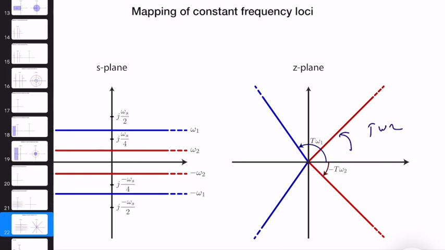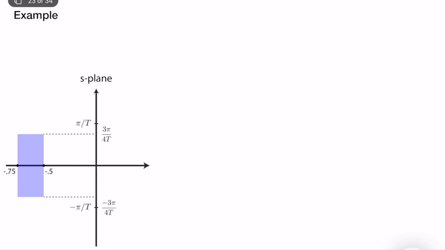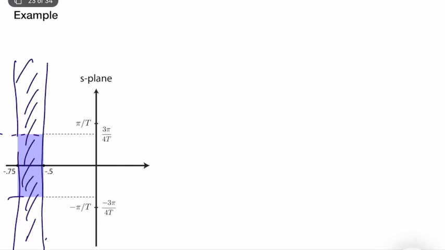Now let's solve examples, and these are typical examples you will encounter in the midterm. What I want is to map this rectangular region into the z-plane. So what I will do is divide it into two. First, I will ignore the frequencies and assume it like this, so I want to map this region. In the second phase, I will ignore the real parts and try to map this region, and the intersection will give us the final result.